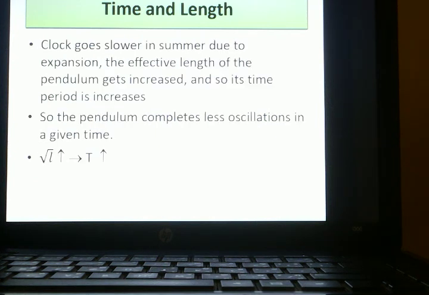Next one. The clock goes slower in the summer season. During summer there is extreme heat. Due to extreme heat, the length of the string will expand and increase. We have already seen that time period and length of the string have a direct relation. So as the length of the string increases, the time period will also increase, and the pendulum will complete fewer oscillations in a given time period.